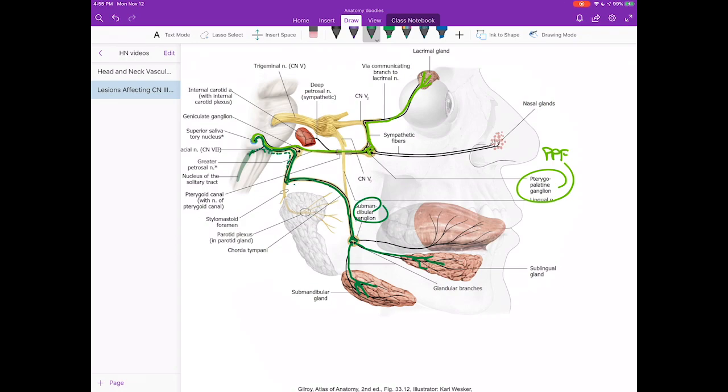And now I'm going to draw in taste, dotted line. There we go, to the anterior 2/3 of the tongue. And remember that sensory fibers are traveling with the lingual nerve. Will travel this way. Okay?